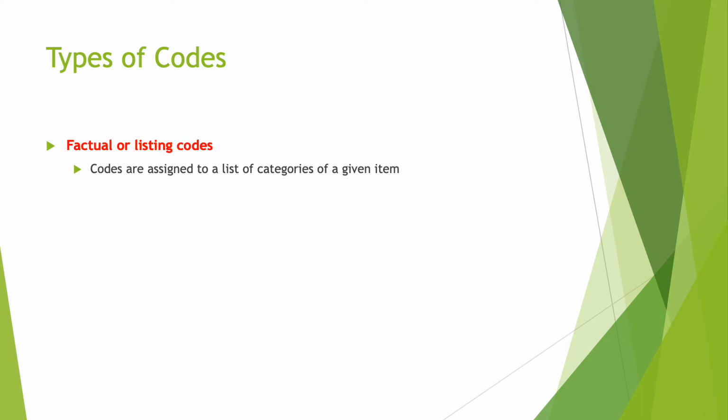Next are factual or listing codes. These are codes assigned to a list of categories of a given item or variable. Now, let's just say that the variable is civil status and has namely single, live-in, married, separated, or widowed in its list of categories. One way of coding each category on the list can be as what you see on your screens.